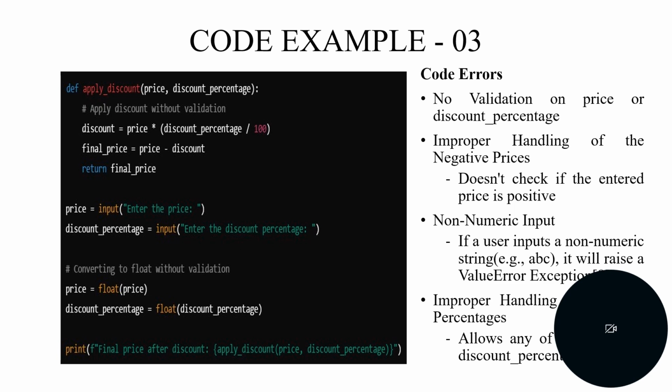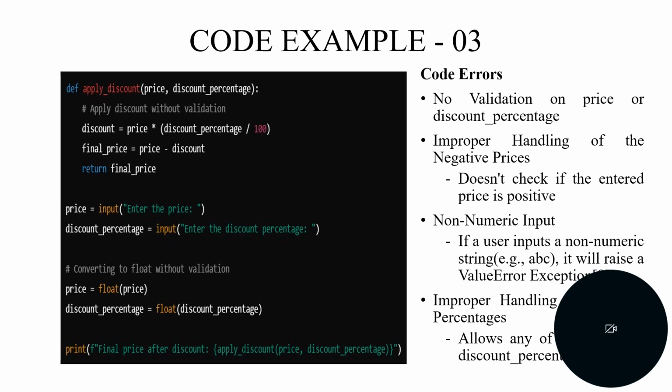Coming to the third error, improper handling of discount percentages. So here the code doesn't validate the discount percentage either. It allows values outside the valid range. For example, values greater than 100%, or we can give a value less than 0% to be entered.